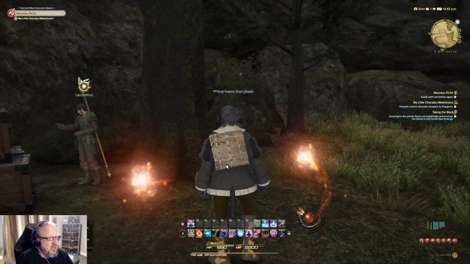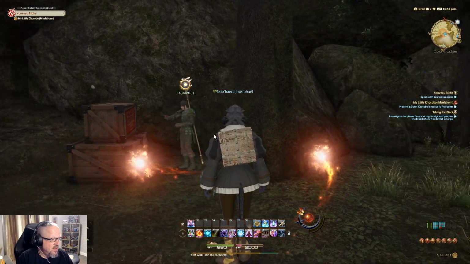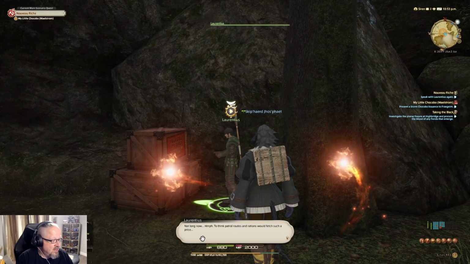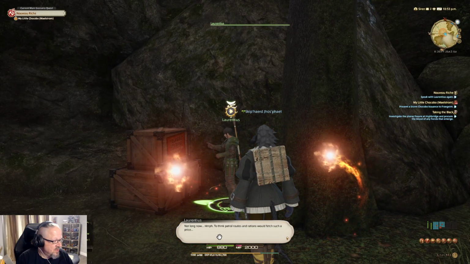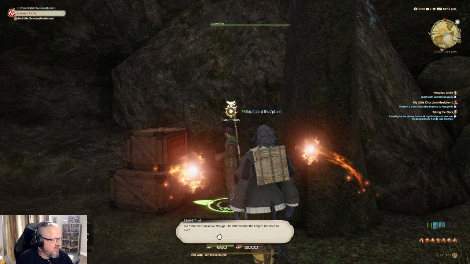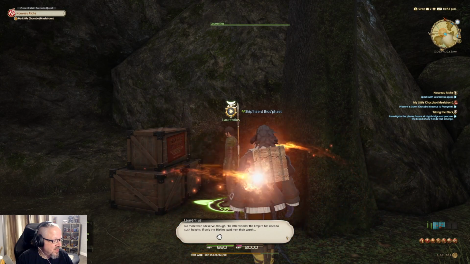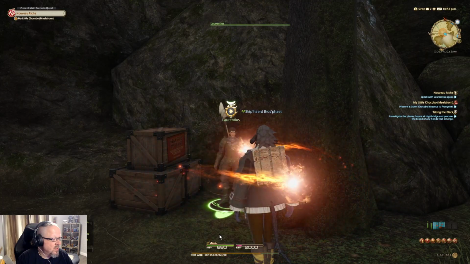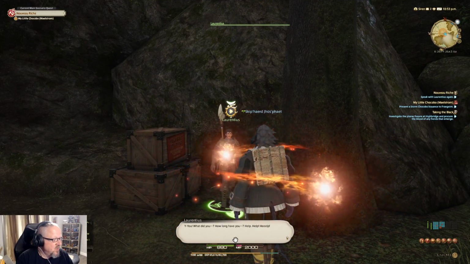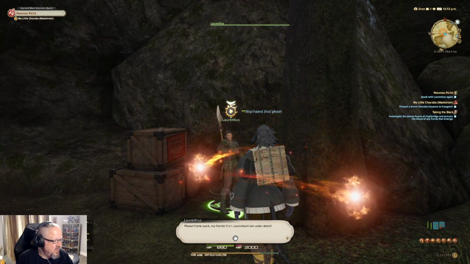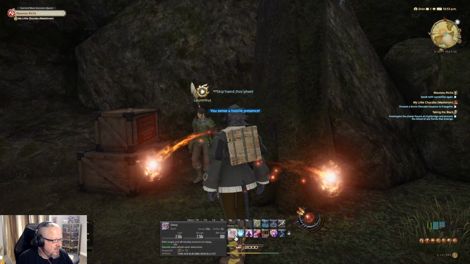I was weak-willed. Laurentius, are these Garlean supplies? Not long now. To think patrol routes and rations would fetch such a price. No more than I deserve, though. 'Tis little wonder the Empire has risen to such heights. If only the whalers paid men their worth. What did you... How long have you... Help! Help! Help! Please come quick, my friends. I am under attack.